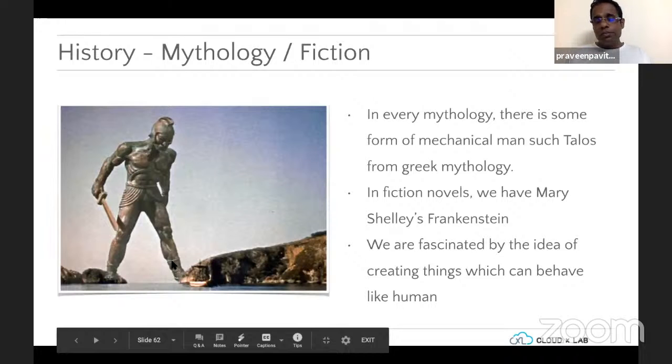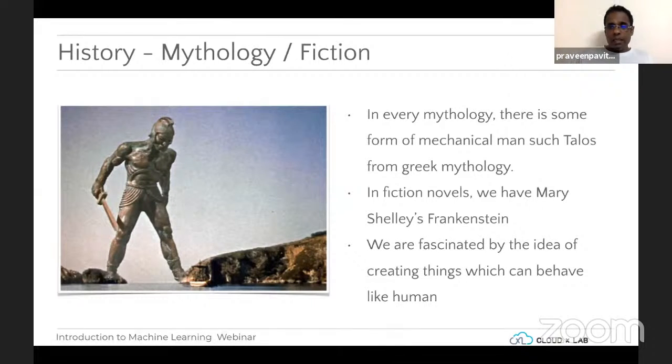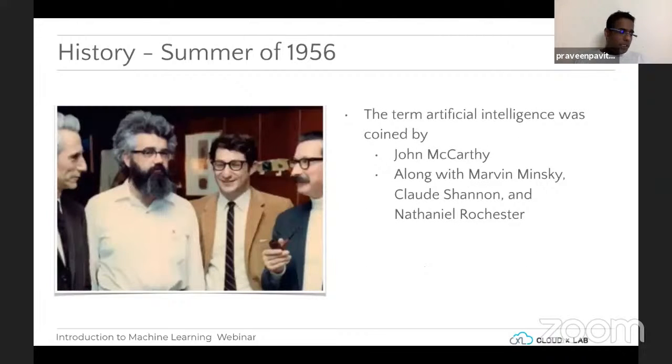Historically, we've been obsessed with creating machines that are similar to this. If you go to prehistory, the Greeks had a myth about Talos, who was a large bronze man. More recently, in the 18th century, you have Mary Shelley's Frankenstein, which was again about a created human being. So we've always been fascinated with the idea of creating things that can behave like humans. Today it's a lot more common, and every alternate science fiction movie discusses this.